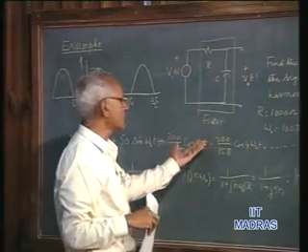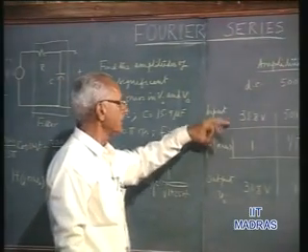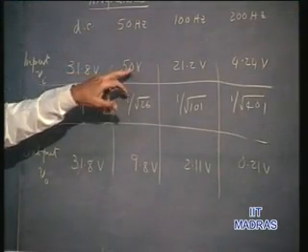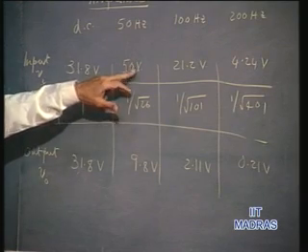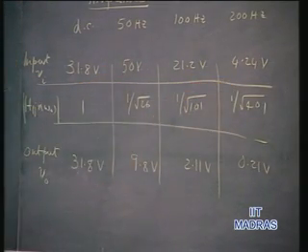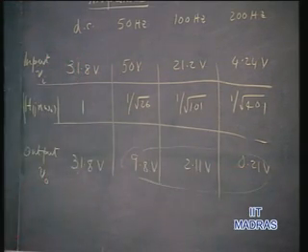Now how good is this filter? Let us see. In the input we have 38.18 volts DC, but the harmonic components are quite substantial: 50 volts fundamental, 21.2 second harmonic, 4.24 fourth harmonic. But as far as the output is concerned, the harmonic amplitudes are brought down considerably compared with the DC. Therefore, this is a good filter as far as the suppression of the various harmonic components is concerned.